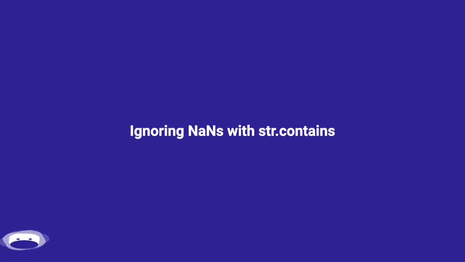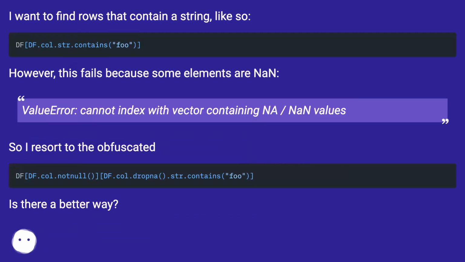Ignoring NaNs with str.contains. I want to find rows that contain a string, like so. However, this fails because some elements are NaN. ValueError: cannot index with vector containing NaN values. So I resort to the obfuscated. Is there a better way?